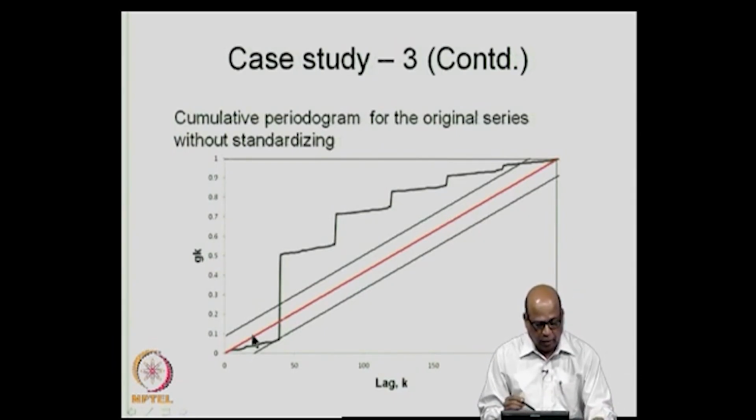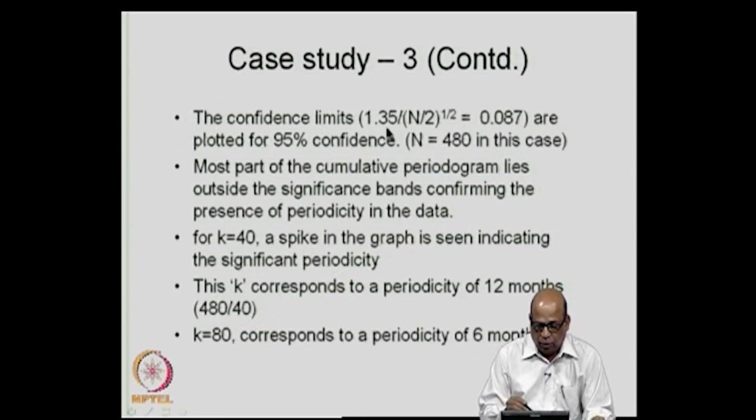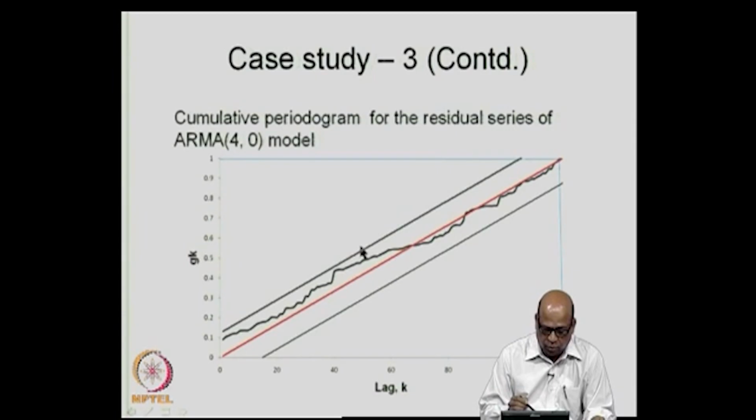Now, this confidence band, if you recall, is 1.35 by root n by 2. This 1.35 corresponds to the 95% value. So, the 95% confidence value is 1.35 by root n by 2. This comes out to be 0.087. Now, this 0.087, we draw a line at each of these points and form a band. This gives you the band of confidence for this particular test.